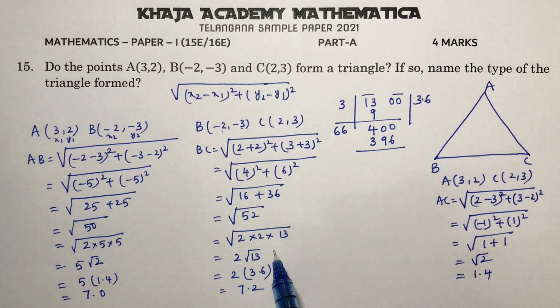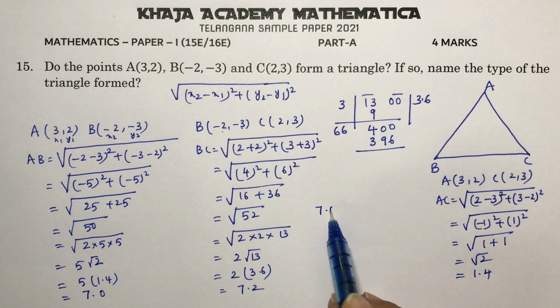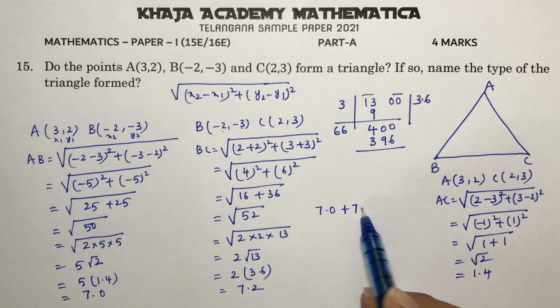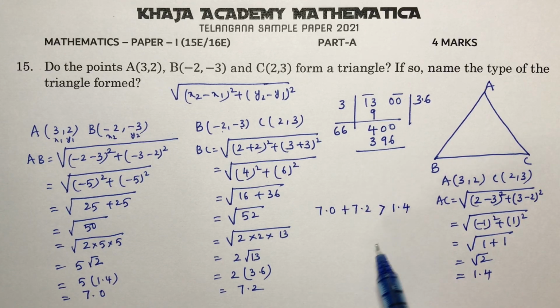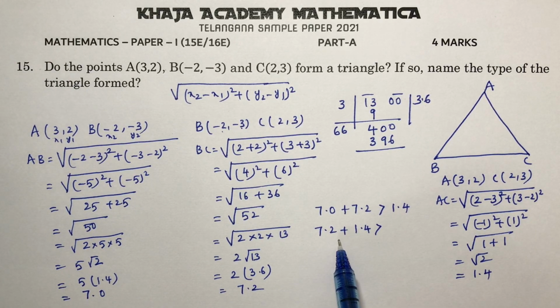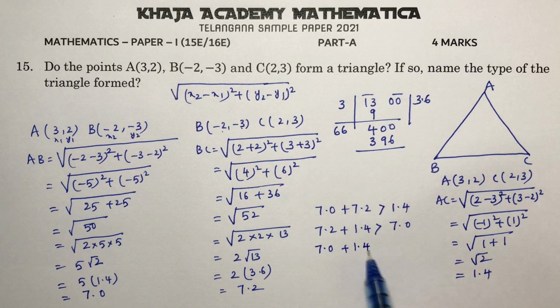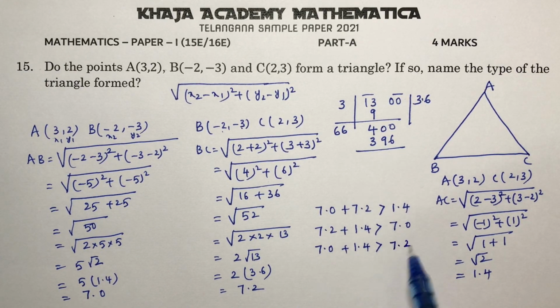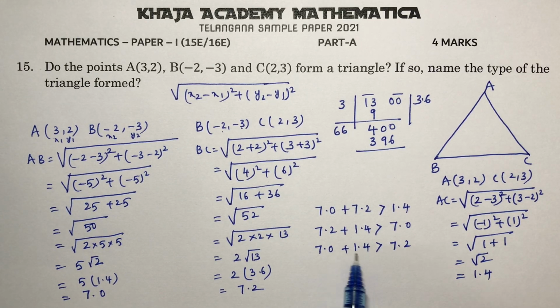Now we'll check this one, like 7.0, that is AB, plus 1.4 is greater than 7.2. Check for the other one. 7.2 plus 1.4 is greater than 7 because it is 8.6. Next, 7 plus 7.2 is greater than 1.4, that is 14.2. So the sum of two sides is greater than the third side.